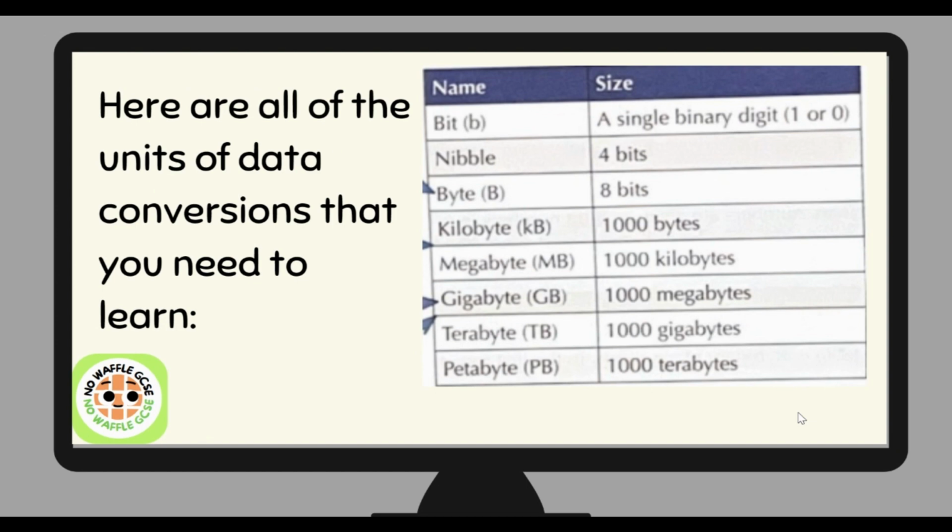And then you have a kilobyte, which is 1,000 bytes. A megabyte, which is 1,000 kilobytes. A gigabyte, which is 1,000 megabytes. A terabyte, which is 1,000 gigabytes, sorry for that. And a petabyte, which is 1,000 terabytes.